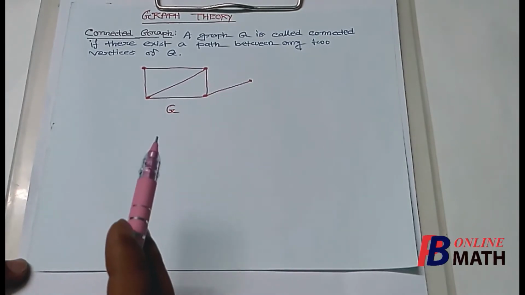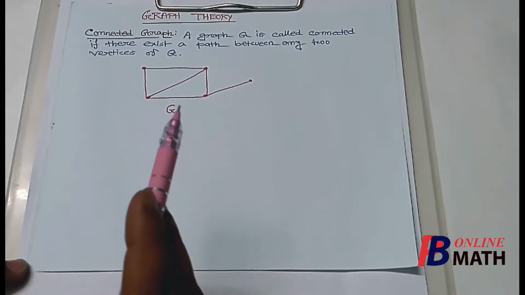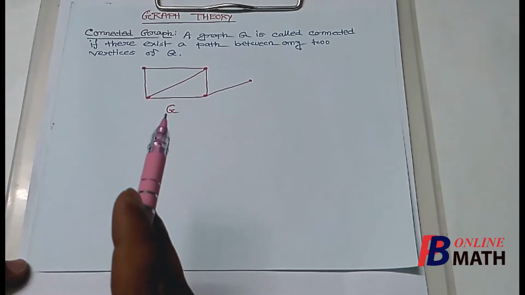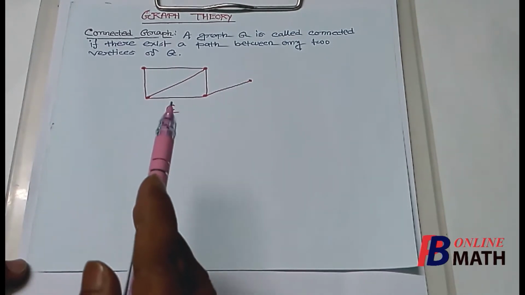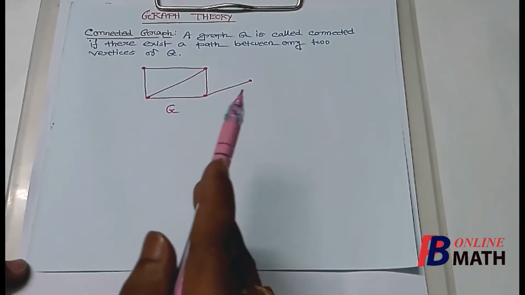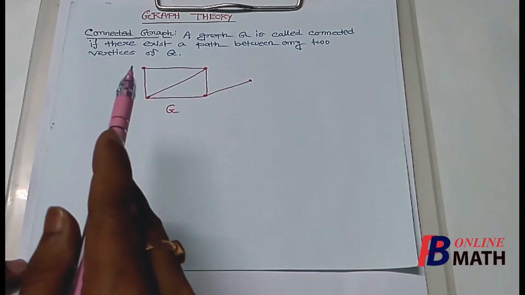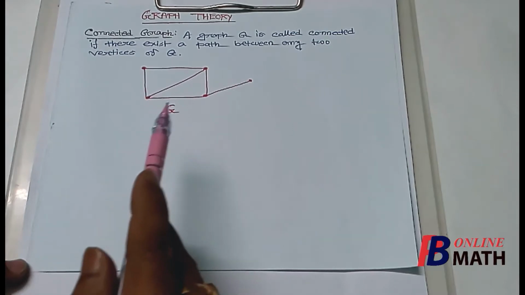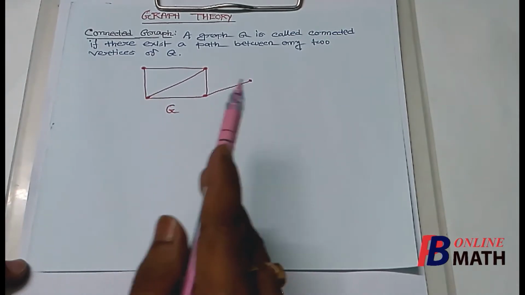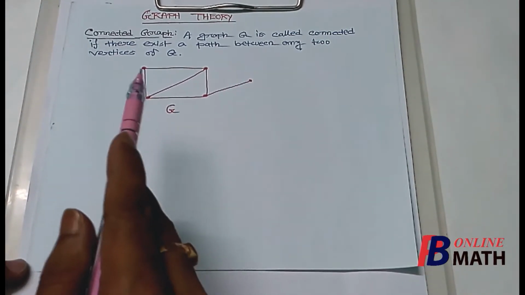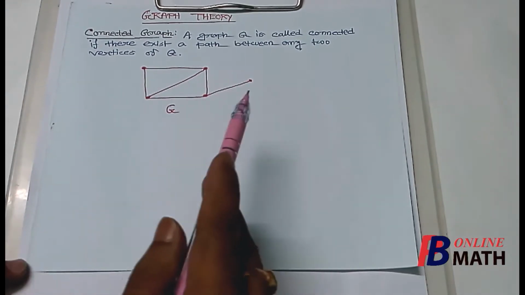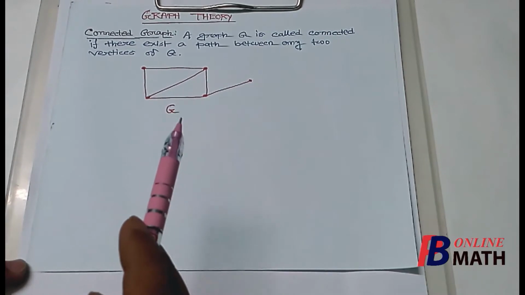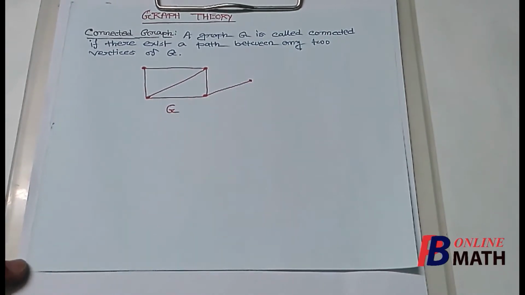If we consider this graph, then we find that there is at least one path between any two vertices of G. Suppose we need to find a path between this vertex and this vertex, then we find that this is one path between these two vertices. Again there is one more path, this one, from this vertex to this vertex. So this graph is connected.